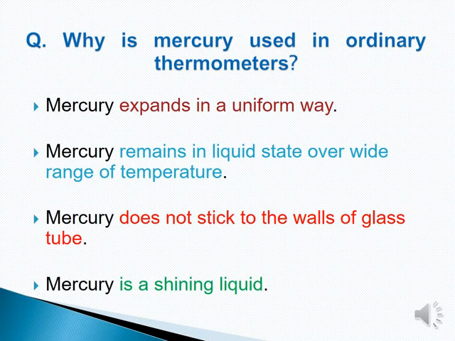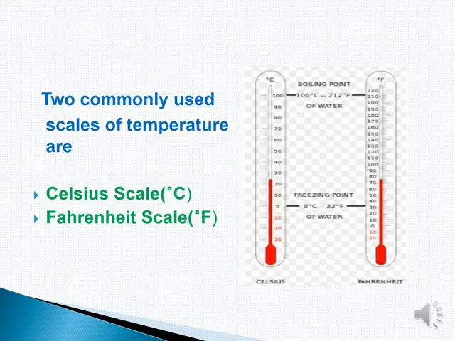Two commonly used scales of temperature are: number 1, Celsius scale, number 2, Fahrenheit scale. Celsius scale is often marked as degree C and Fahrenheit scale is marked as degree F. Students, as you know, you can measure your height in feet, inches, meters or centimeters. These are the different scales used to measure the height. Just like that, we can measure temperature on Celsius scale or Fahrenheit scale.